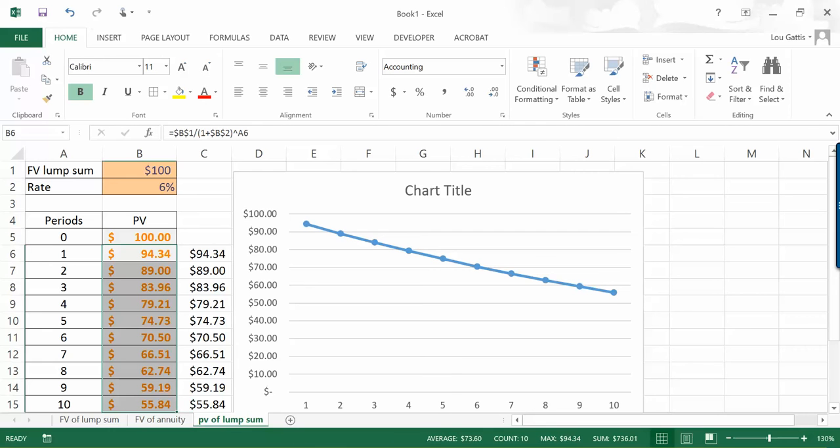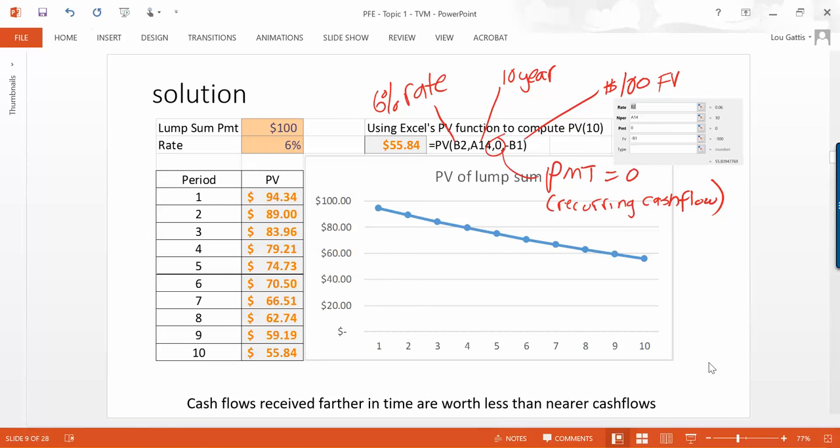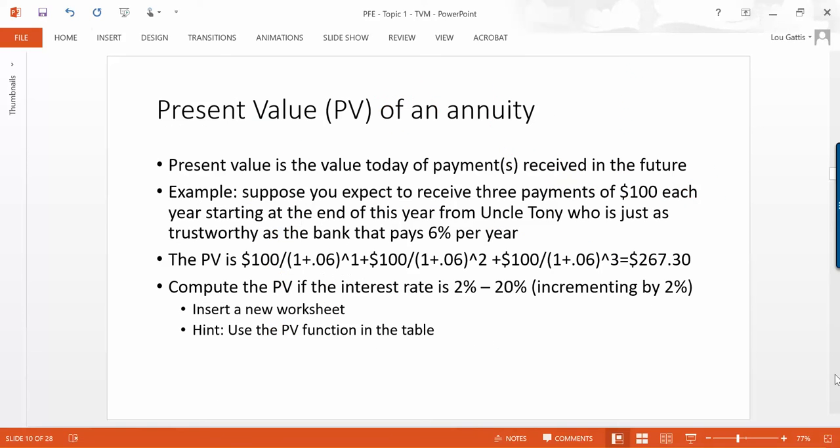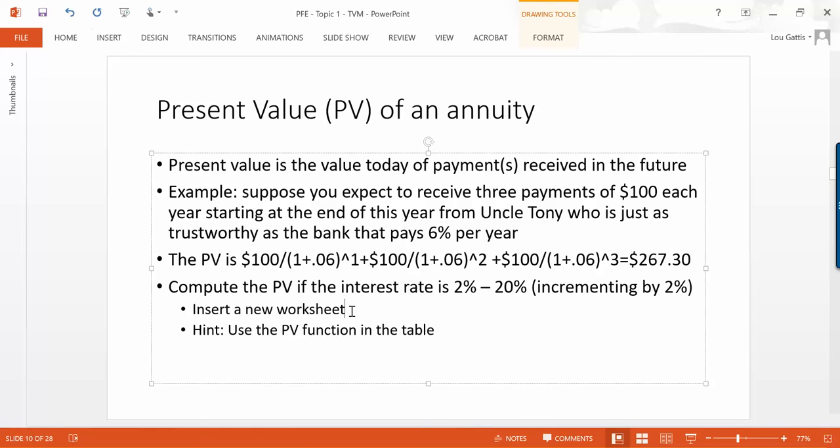All right. So let's now talk about present value of an annuity, just like we did with the future value, and now talk about having recurring payments. So what if someone promised to pay you $100 a year for 3 years? So in 1 year you get $100, 2 years from now you get $100, 3 years from now you get $100. You say, well, what's that worth today?